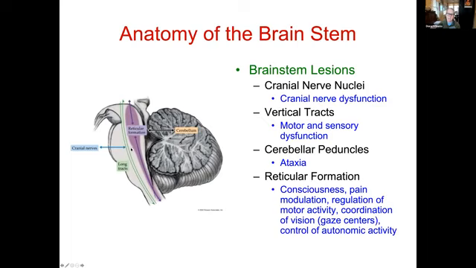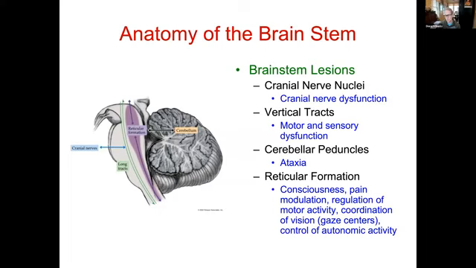The other thing that we mentioned is that there are these long vertical tracts. So the tracts carrying somatosensory information about touch or pain, or the motor tracts carrying voluntary motor activity down, those are in the brainstem as well. So we could have vertical tract signs with lesions to the brainstem. We could have cranial nerve signs if we lesion the nuclei associated with the cranial nerves. That's unique to the brainstem. We could have vertical tract signs if we lesion those ascending and descending motor and sensory tracts, but that doesn't necessarily localize the lesion to the brainstem, right? Because we can see vertical tract signs in the spinal cord as well.